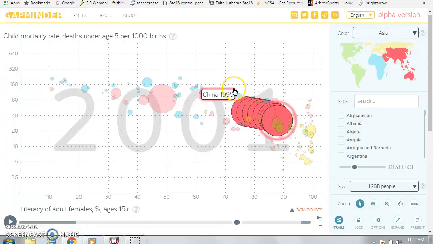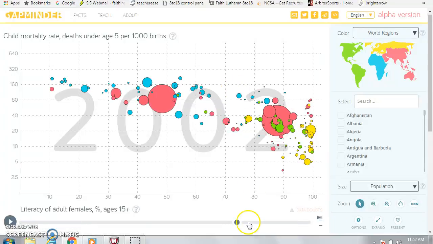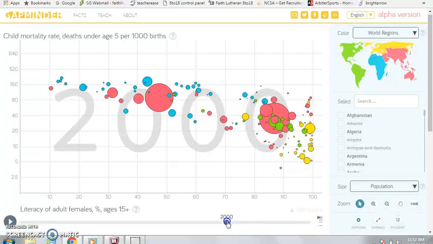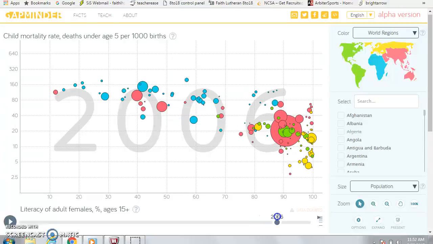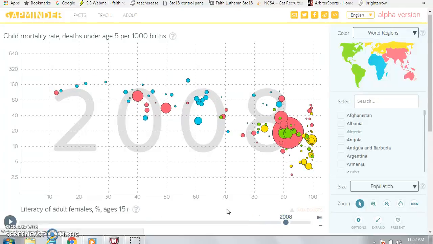And those are the 3 countries we'll be discussing today because of the way they show the different points of how they spike and how they decrease monumentally. And overall, it shows how the literacy of adult females affects the child mortality rate.